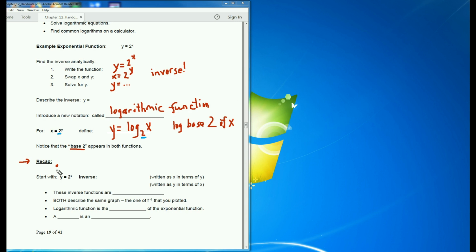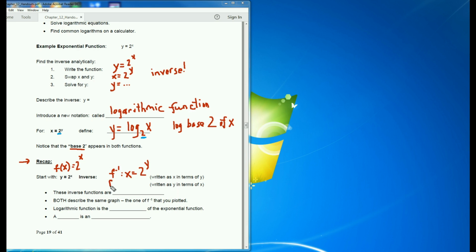So we started with f of x, or y, is equal to 2 to the x. That was our exponential function. We found the inverse. That was our first step right up here. We found that the inverse, f inverse, was x equals 2 to the y. So that is written as x in terms of y. And again, that's not really what we want. We want y in terms of x.